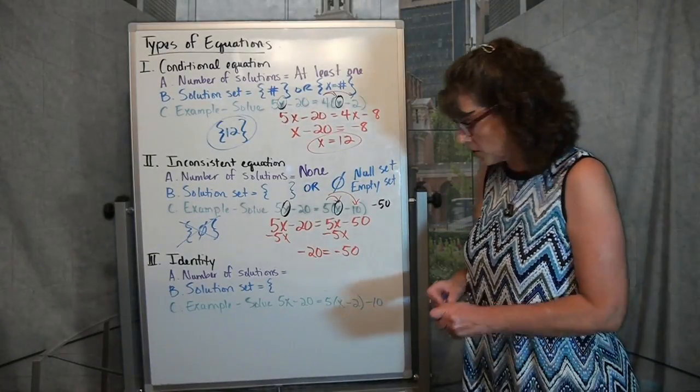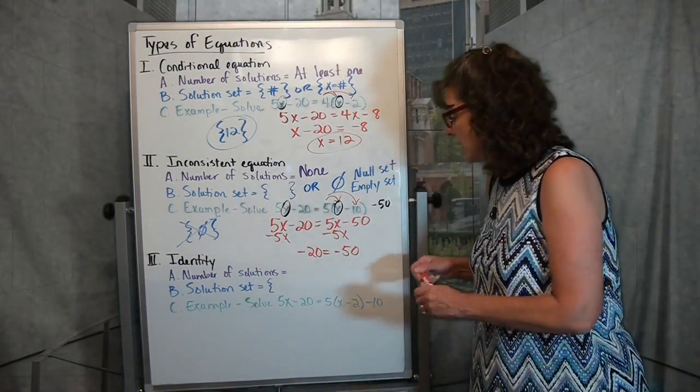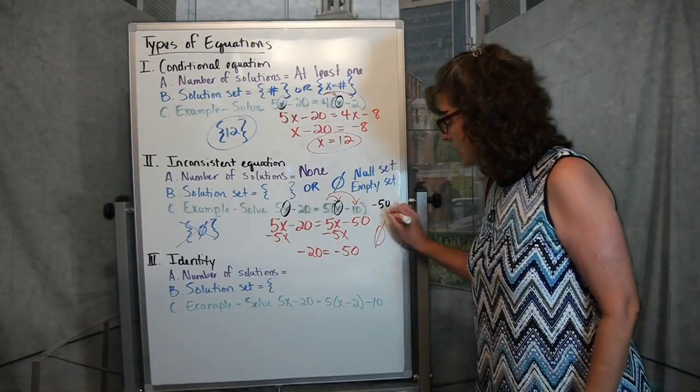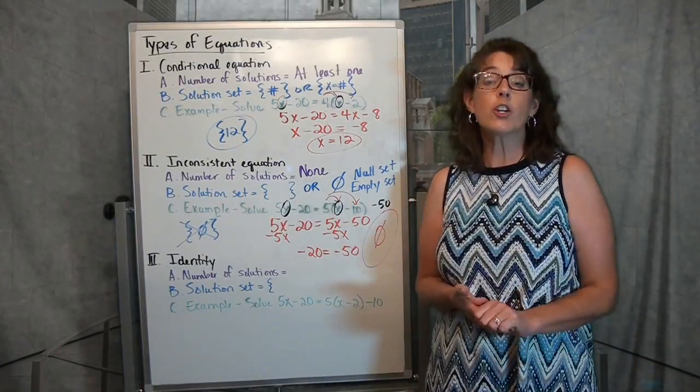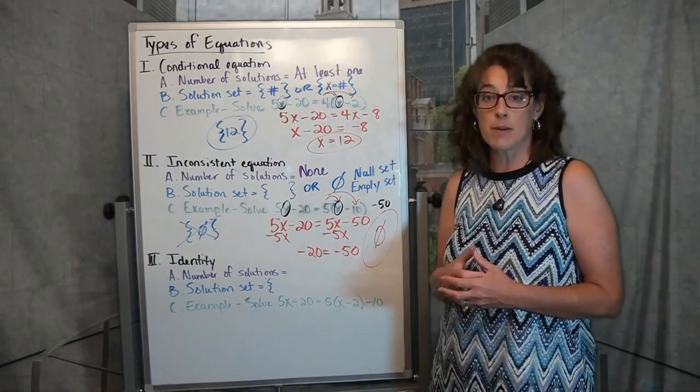So my answer for this one then is going to be my empty set, which like I said, most people will write it this way. So now let's take a look at the last of my types of equations.